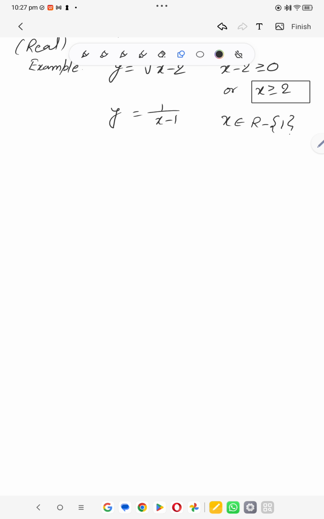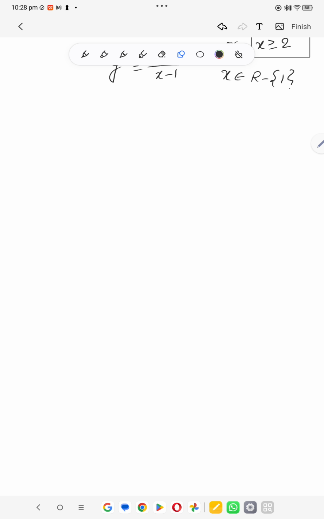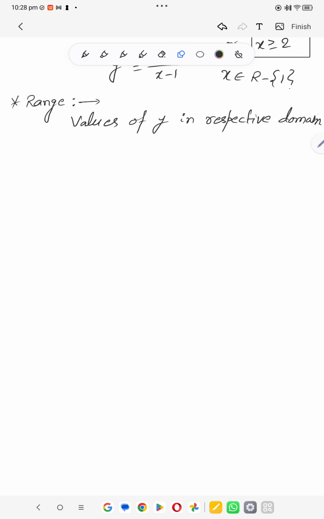Coming to the next concept, that is range. So the range is the values of y in the respective domain. Whatever the value of y is there in the respective domain, that is known as the range.